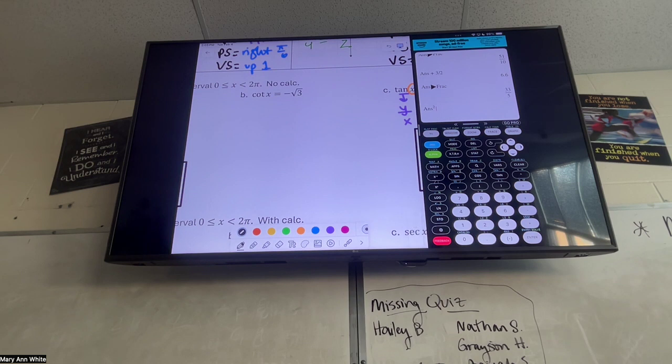This next one says cotangent of x equals negative root 3. This one, I think it's easiest to just go right to your x, y. Cotangent is what in terms of your x and y? X over y. So we want an ordered pair. That's when you do x divided by y, you get negative root 3. Okay. In my head, there's only two options. What's one of those two options?